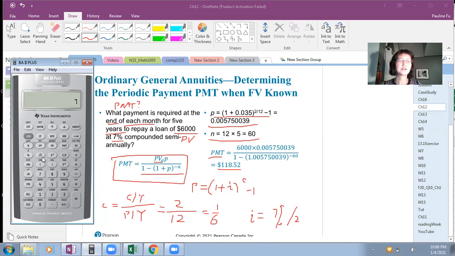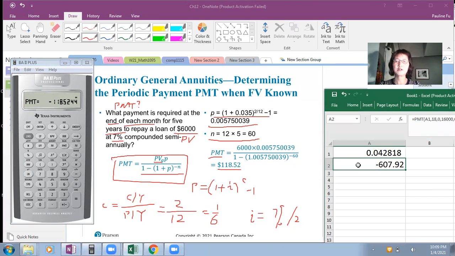7 is interest. And the PV is 6,000. So you enter the 3 numbers. Always remember you need to enter 4 numbers. So 0 is FV, as a precaution to clear any previous entries. Last step, compute PMT. You get $118. Okay. So this is PMT in the calculator.